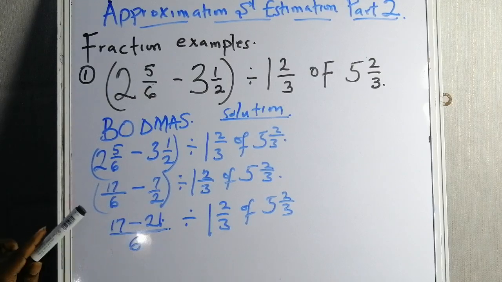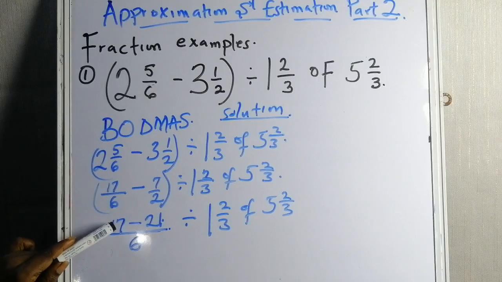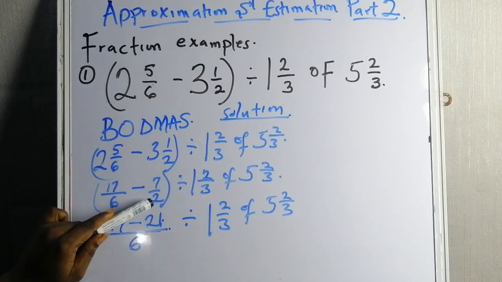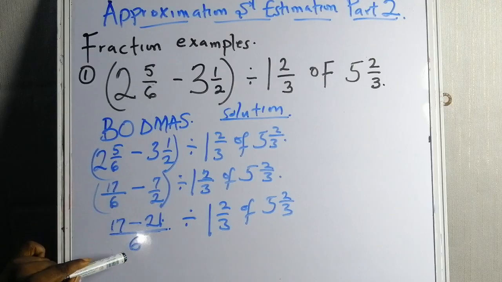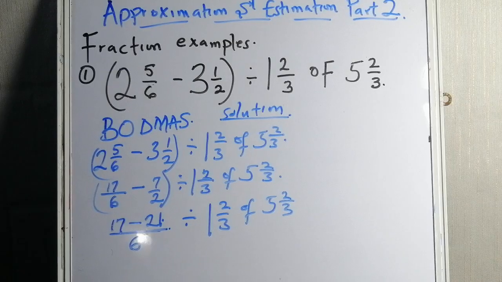6 divided by 6, 1. 1 times 17 is this. 6 divided by 2 is 3. 7 times 3 is 21. So now I'm done with the brackets. Take it one step at a time, if not, you miss the answer or you miss the question. I'm done with the bracket. Go to BODMAS again. What is the next one?